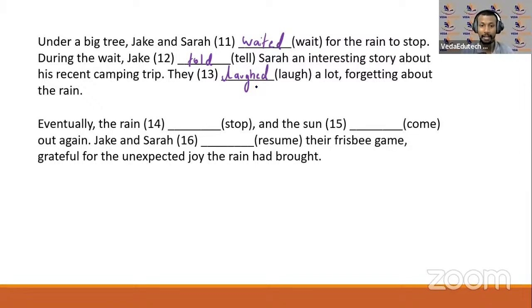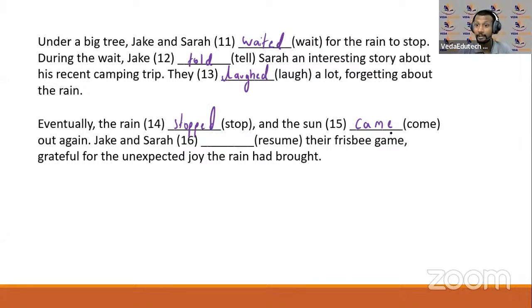Eventually, the rain stopped and the sun came out again. The rain stopped. Very good. The rain stopped and the sun came out. Yes, came out again. Correct. Jake and Sarah resumed. What does resume mean? I hope you know the meaning. If you do not know, it's fine. You can learn it. Resume means to start again.